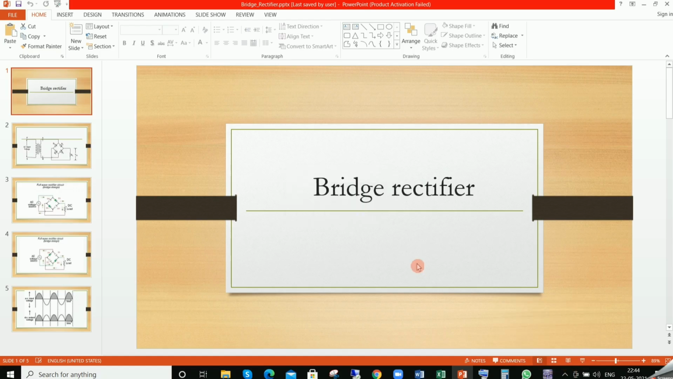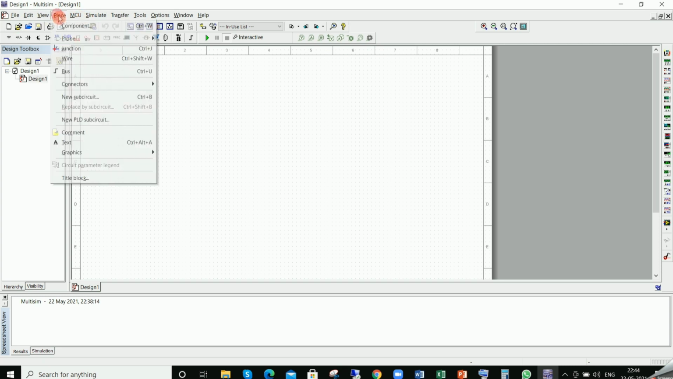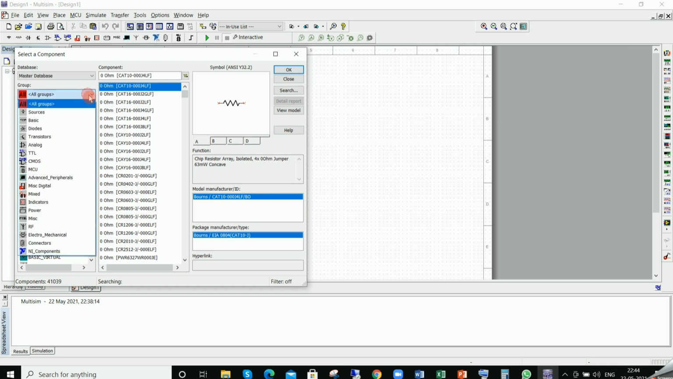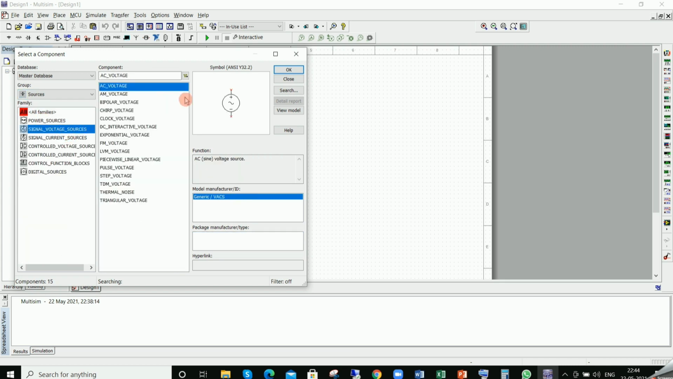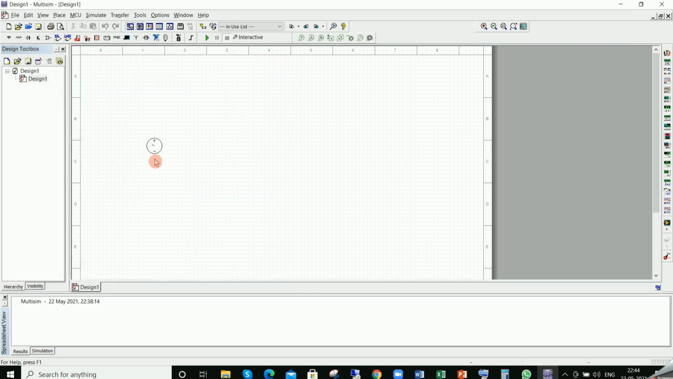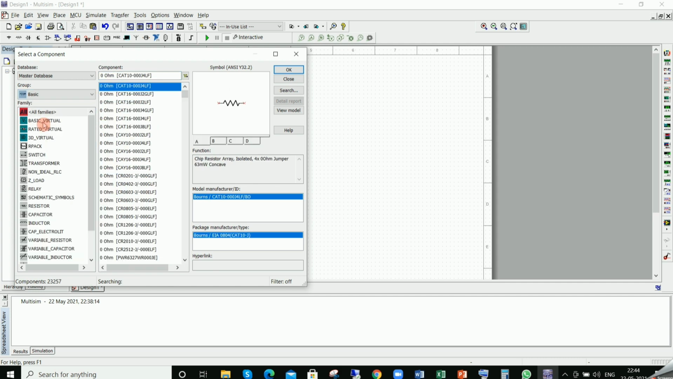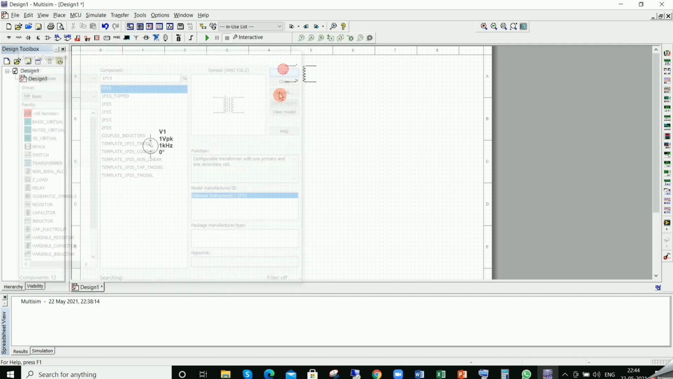Now, let's study how to build this bridge rectifier on Multisim. Place component, sources, signal voltage sources, AC voltage, okay. Then we require a transformer. Transformer is available in the basic group. We require a step down transformer, okay.